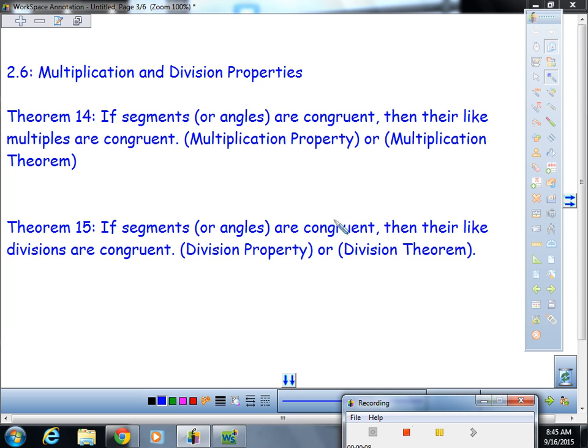All right, this is Chapter 2-6, the multiplication and division properties. If you didn't understand the addition and subtraction properties, then you should not be paying attention to this lecture. You should be going back to the addition and subtraction properties. Because as you probably know, multiplication and division are just shortcuts for addition and subtraction. I hope you understand that.